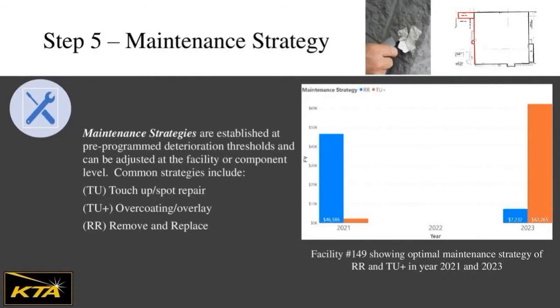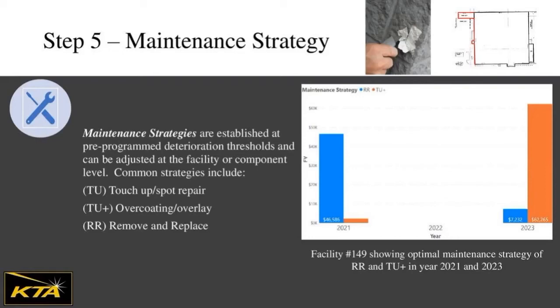As discussed on the previous slide, the maintenance strategies are typically included for touch-up or spot repair, which is signified by the letters TU for this webinar. Overcoat or overlay is signified by TU plus, and removal and replacement is signified by R&R. So an example is provided here showing a roll-up of the maintenance schedule and strategy for facility number 149.